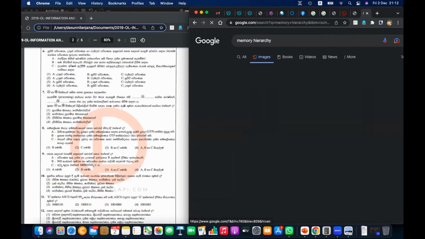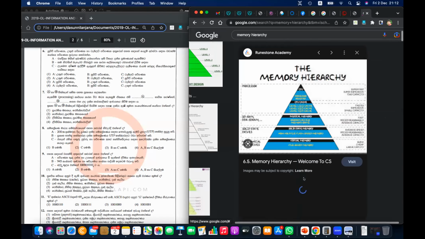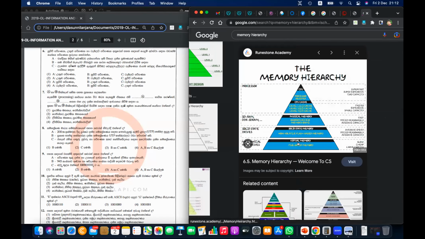Memory hierarchy is like a pyramid. Different levels are there, right? At the bottom, it is very, very large, but slow. At the top, the memories are small in capacity, but very fast and expensive too. Tiny capacity, but expensive. Here, more capacity, very less expensive.